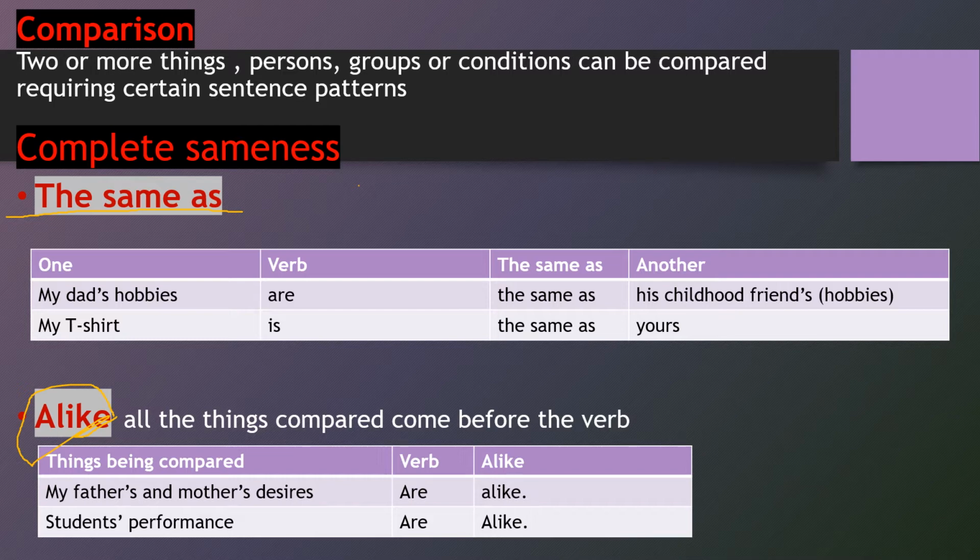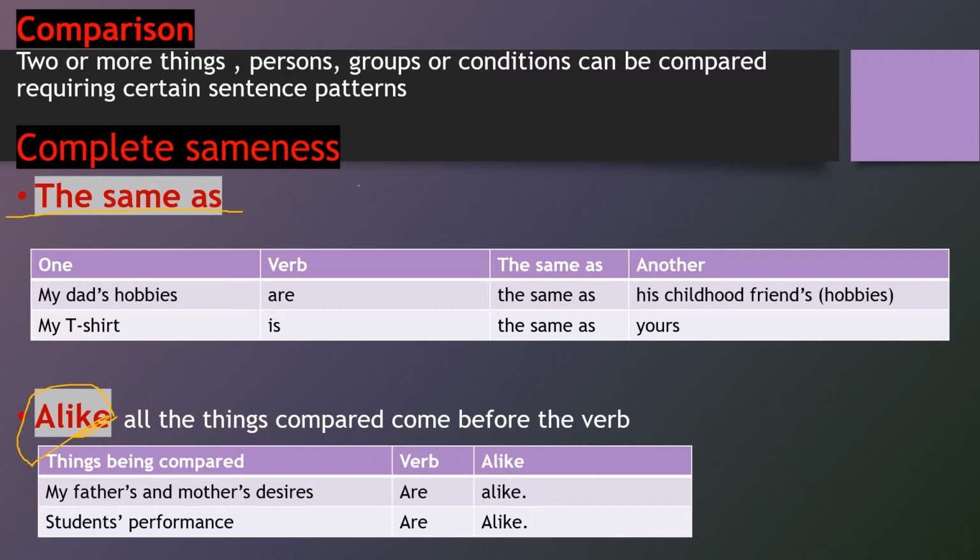First of all, you mention the first thing that you want to compare, my dad's hobbies. Then the second thing is the verb, and then the tool, which is the same as, and then you mention the other thing that you are comparing to. Like when you are saying, my childhood t-shirt is the same as my adulthood one, for example, or my style when I was a teenager is the same as yours when you are an adult. Anyway, like we said, we have the first thing that you compare, followed by the verb, the tool, and the other thing.